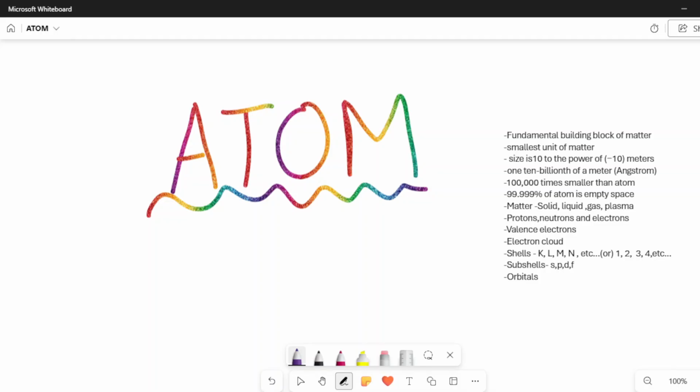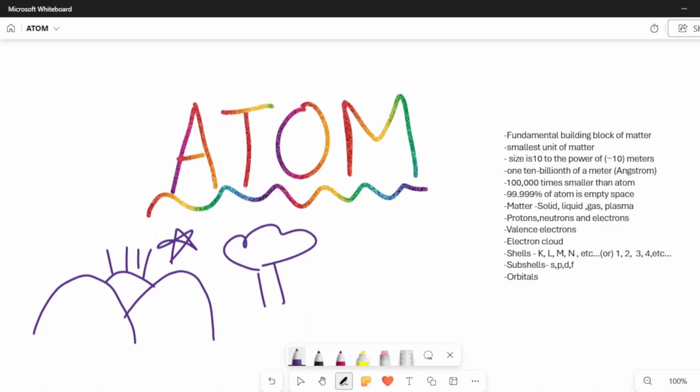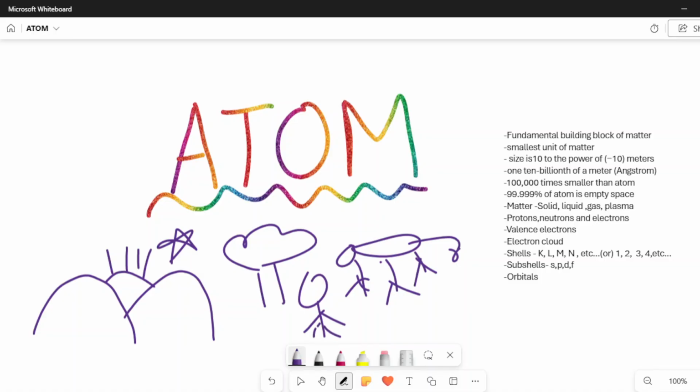It's because the creation whichever you see around you, whichever you can feel, breathe, everything is made up of atoms. So, including your mountains, your sun, your stars, the trees around you, the animals around you, the human beings, including us, human beings, even we are made up of atoms. Have you ever thought that we are also made up of atoms?